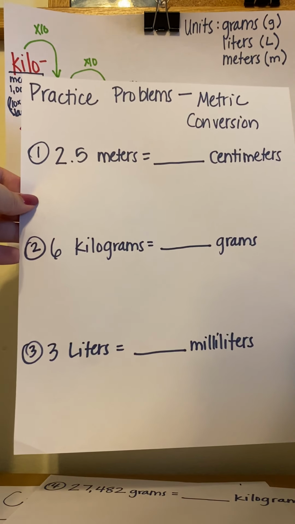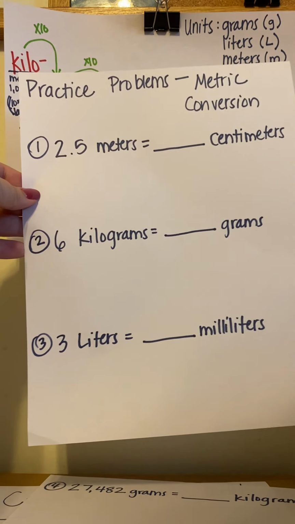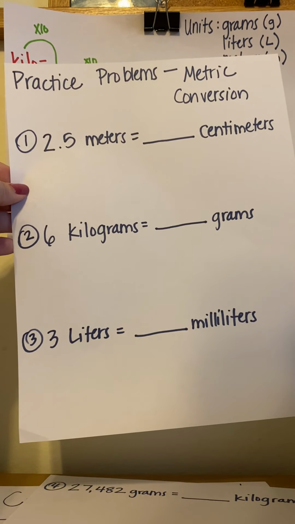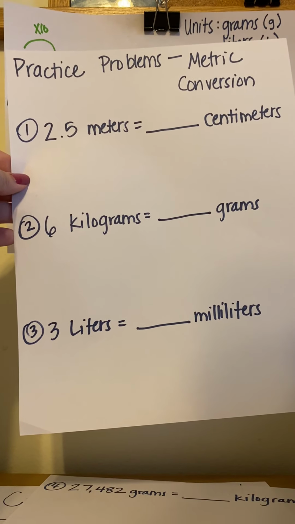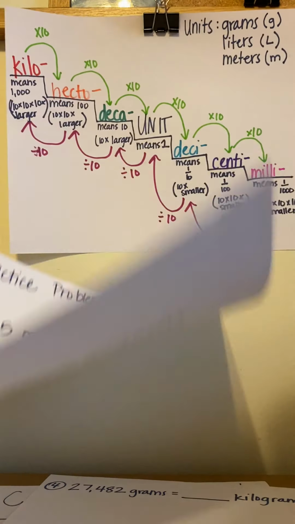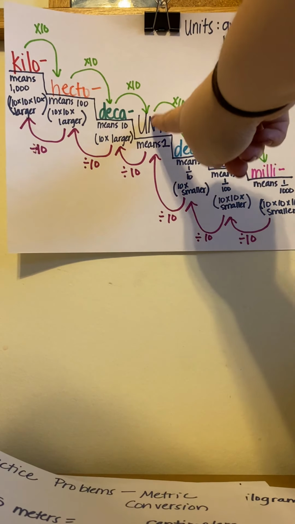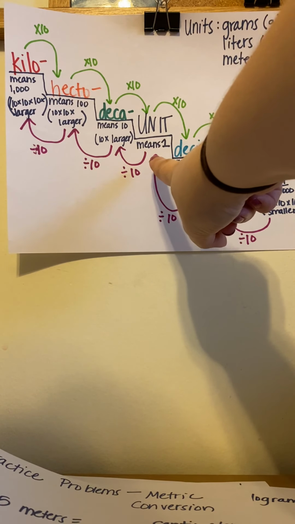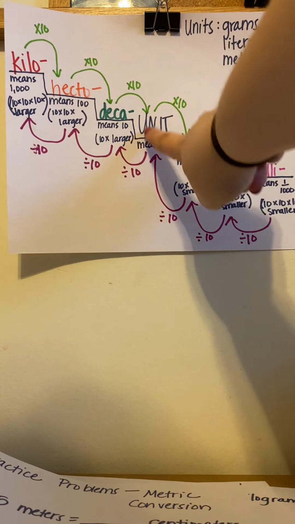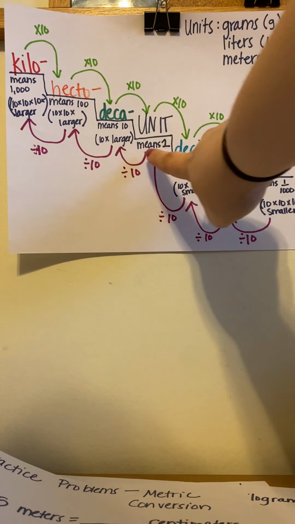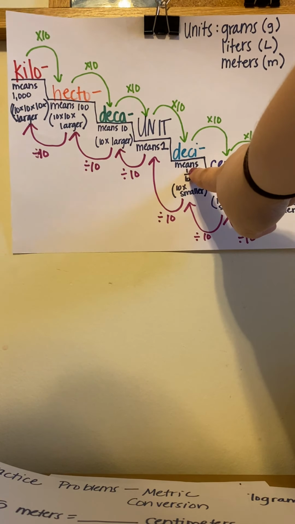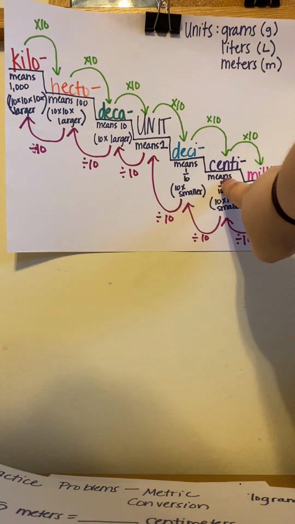Okay, so let's look at the first one. These are similar to the day 13 problems where you're converting meters, kilograms, and liters into these other units. So if I have 2 5/10 meters and I need to go to centimeters. So first I'm going to look back at my chart. My meter is my main unit, and I need to go to centimeters. So I'm going to multiply by 10. I'm going from a bigger unit down to a smaller unit, so I'm going to multiply. I multiply by 10 to get to decimeters, but I need to get all the way to centimeters, so I'll multiply by 10 a second time.